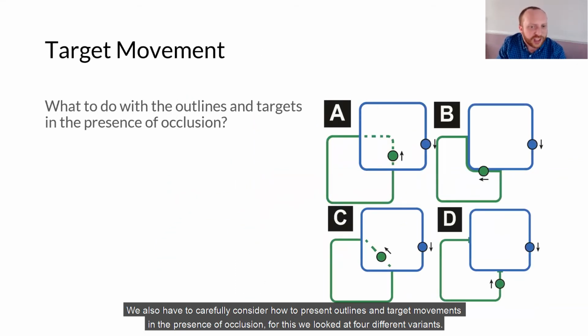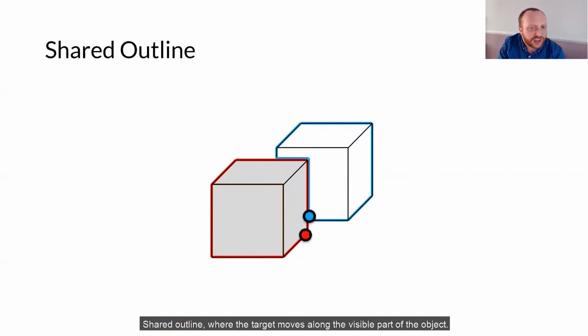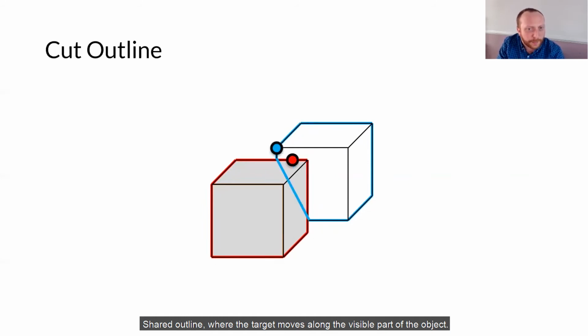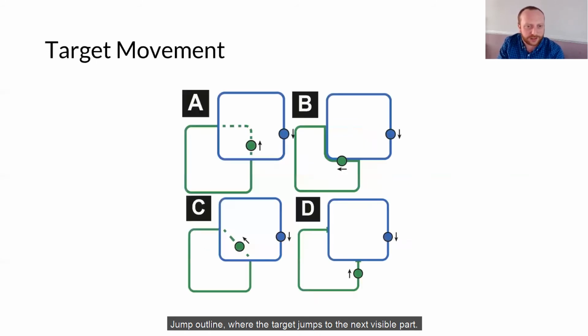We also have to carefully consider how to present outlines and target movements in the presence of occlusion. For this, we looked at 4 different variants. Whole outline, where the entire outline is visible, even under occlusion. Shared outline, where the target moves along the visible part of the object. Cut outline, where the target moves along the shortest path to the next visible part. And jump outline, where the target jumps to the next visible part.